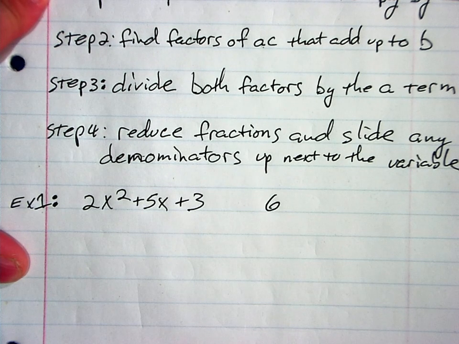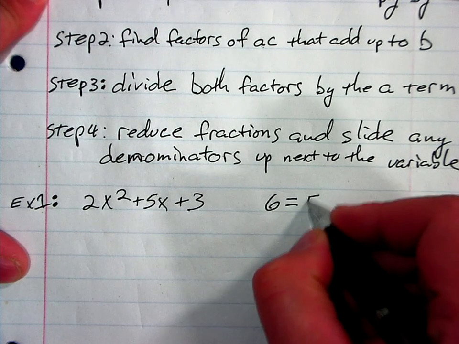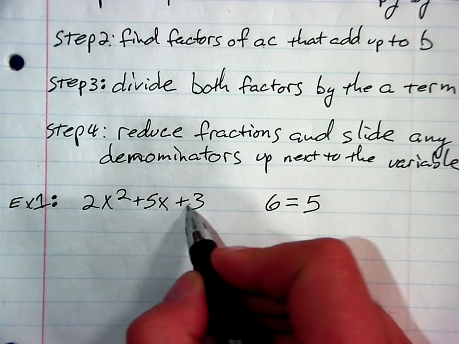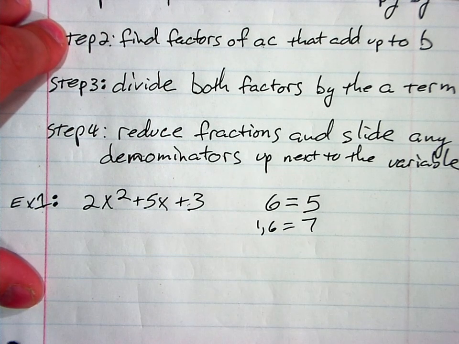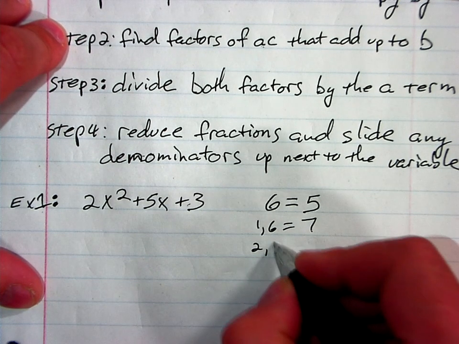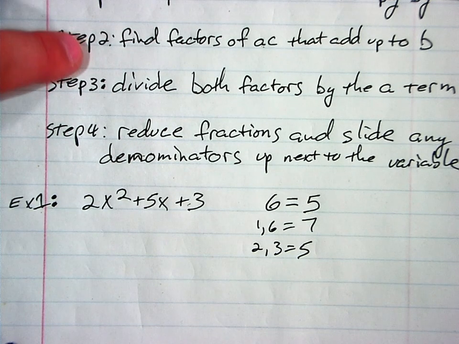Step 2, find factors of 6 that add up to my B term. My B term is 5. Signs are the same, they're both positive. Does 1 and 6 equal 5? Not today. Does 2 and 3 equal 5? Yes. So what is my next step?